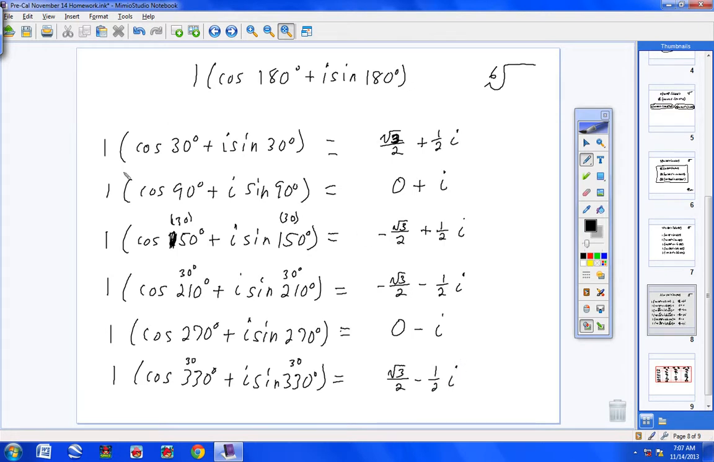So there we go. So here's all of your answers in trig form. Here's all of your answers in standard form. Really not that difficult.